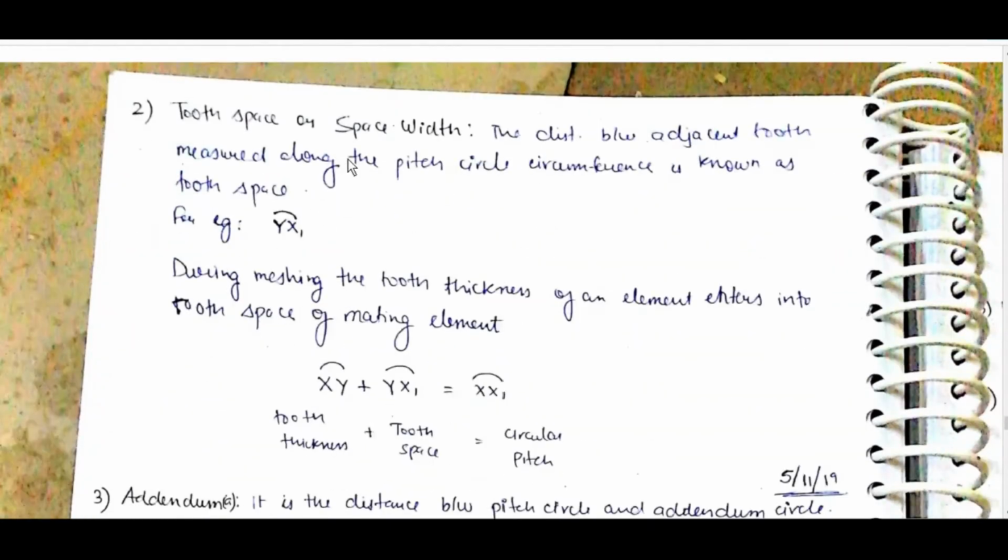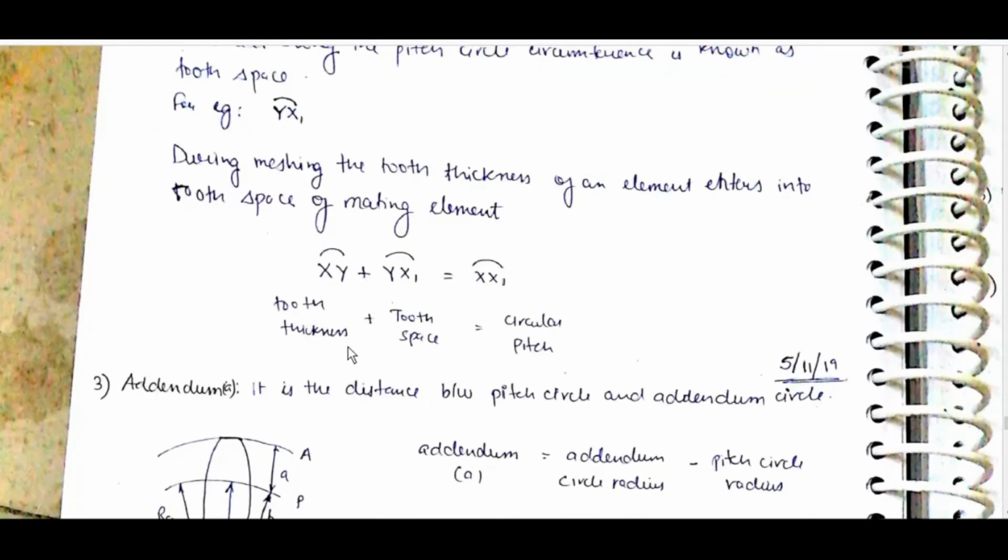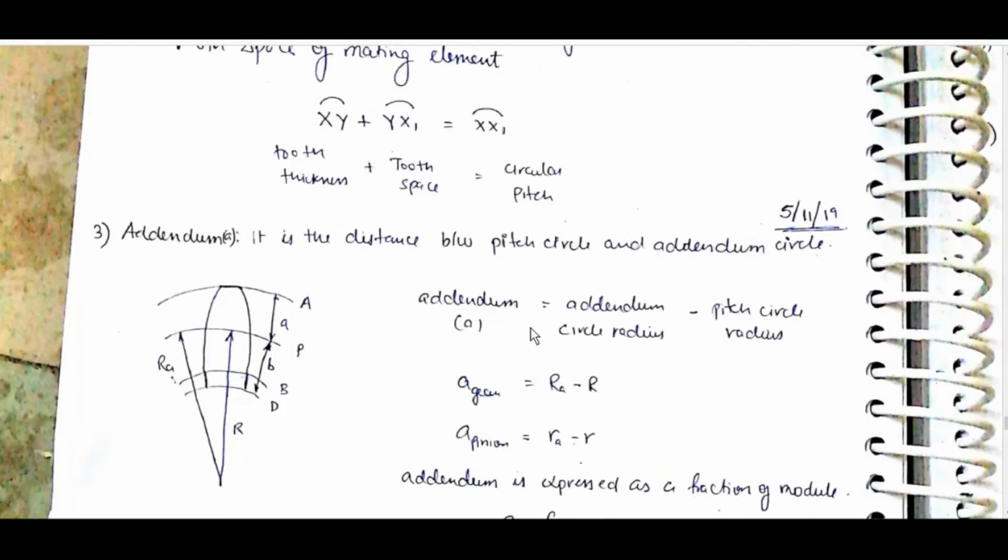Tooth space or space width is the distance between adjacent teeth measured along pitch circle circumference. For example, yx1. During meshing, tooth thickness of one element enters into tooth space of the mating element. Tooth thickness plus tooth space is equal to circular pitch.